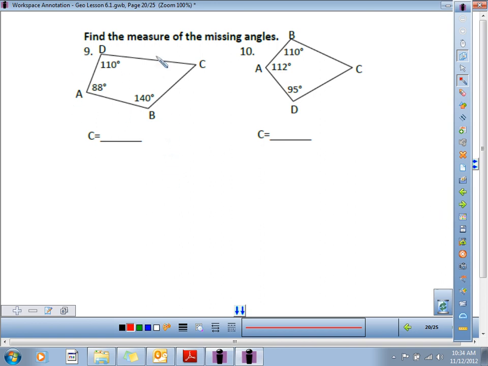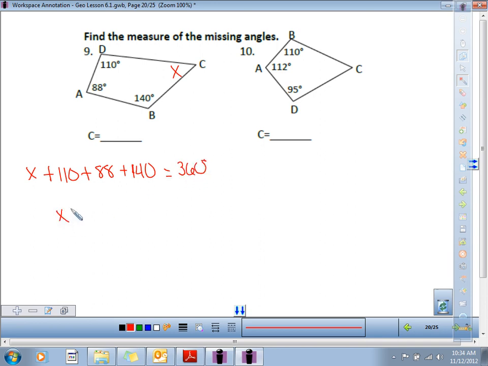Now, the first one I'm going to do the long way, just like I did when we started this with the triangle sum theorem. I'm going to put a little x here. Now, what I can do is start with that angle plus the 110, again, I'm showing more work here than I have to, plus 88 plus that 140. Now, when I add all four of those angles up, it's going to equal 360 degrees.